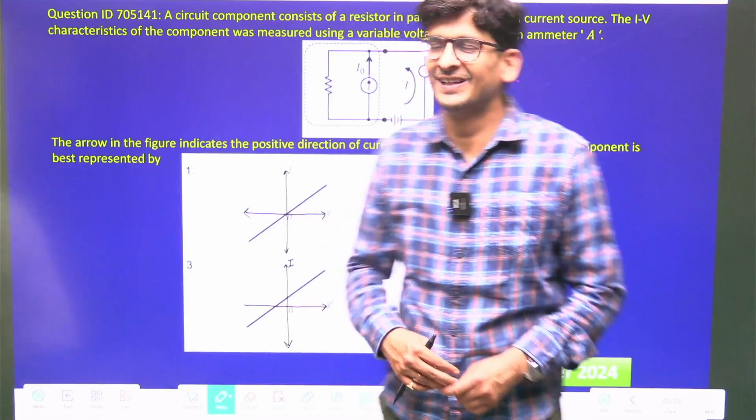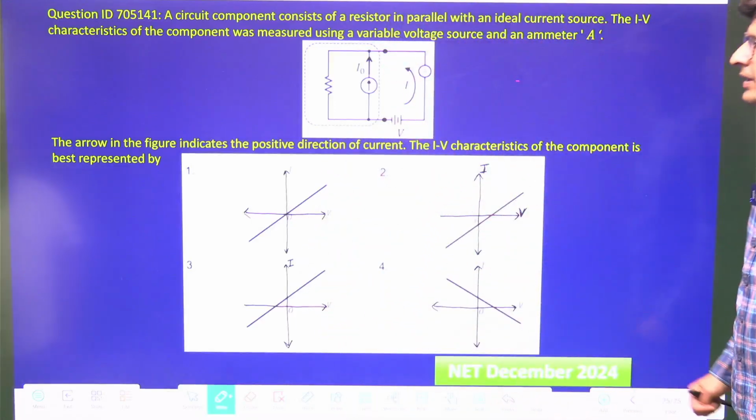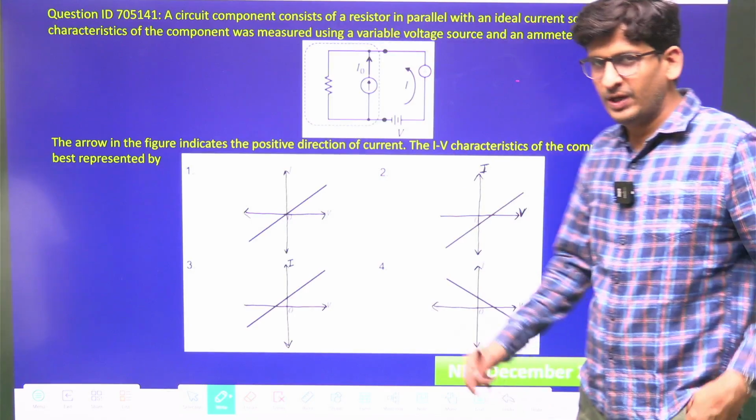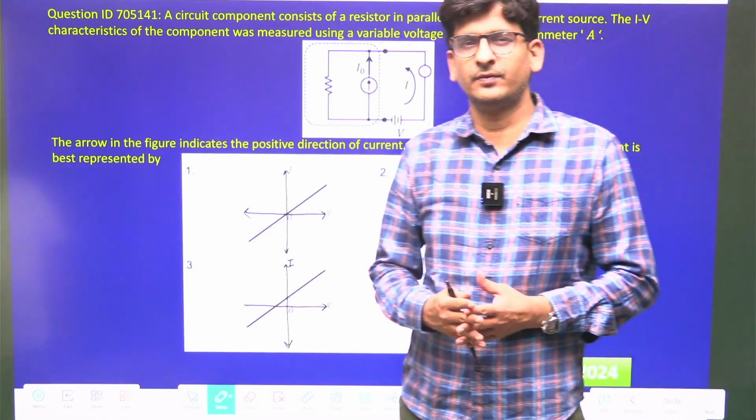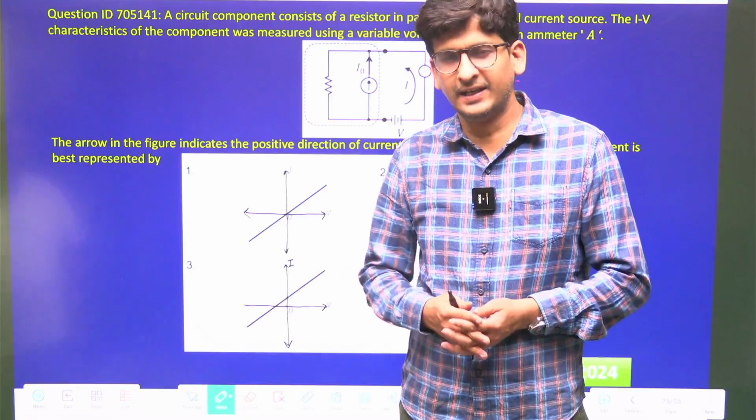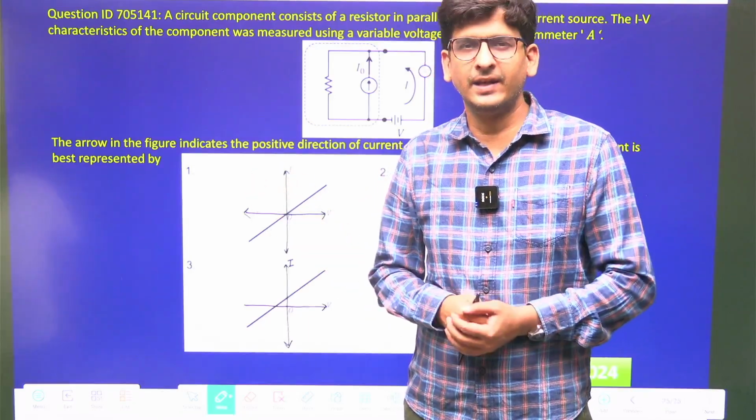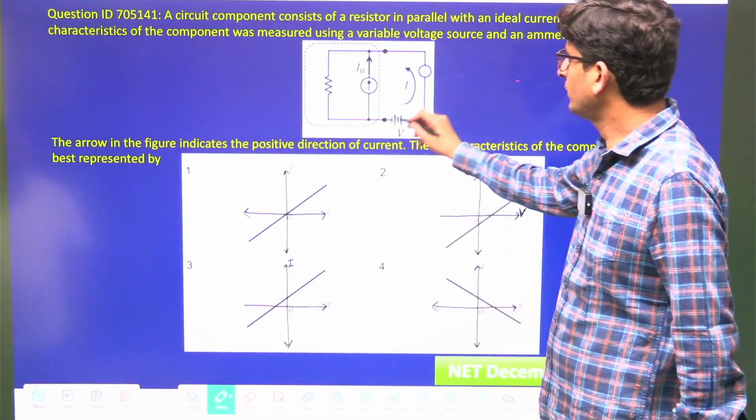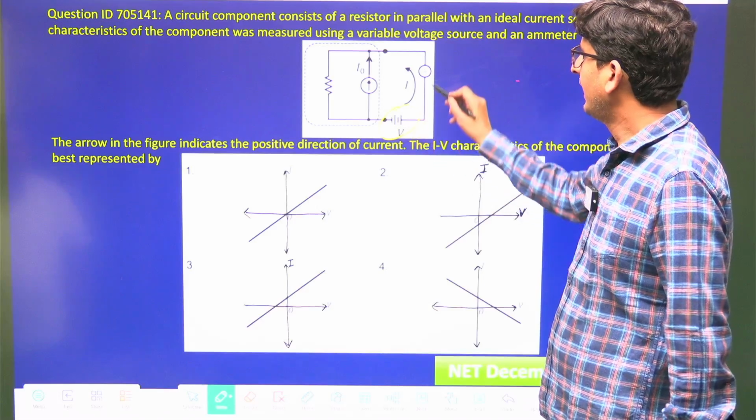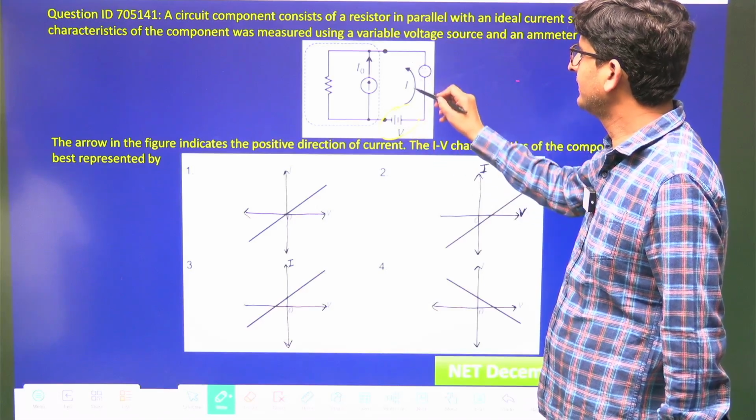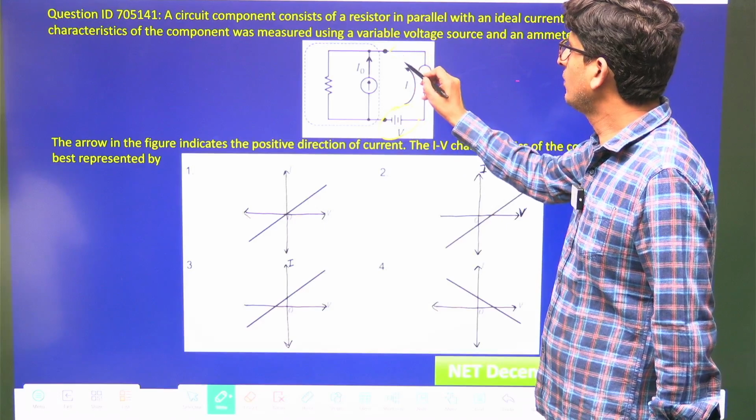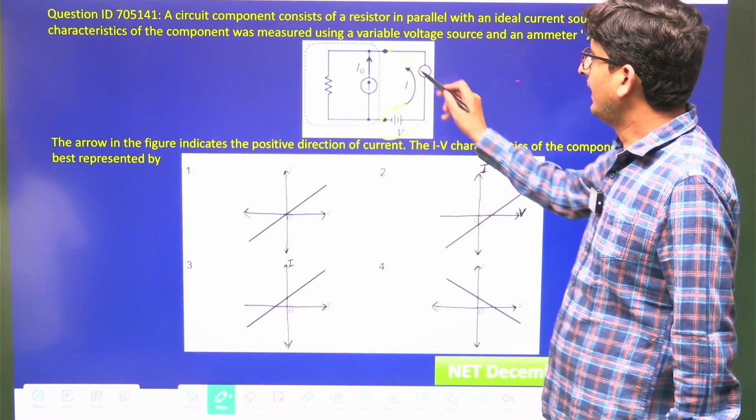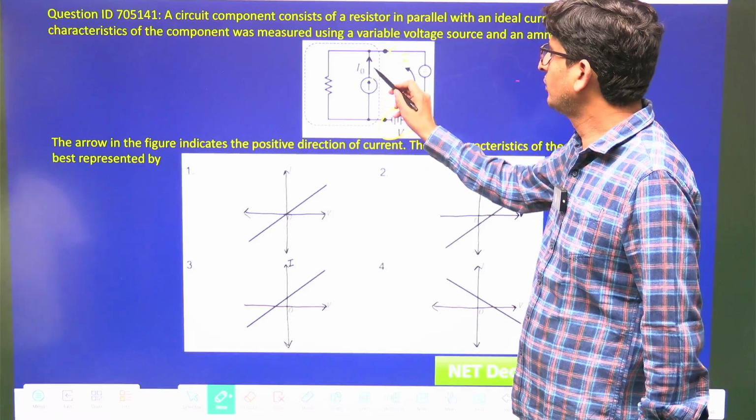Hello students. So this is a question from electronics, and only very basic knowledge of electronics, for example KCL and KVL, is required to solve this. And here a voltage source is given. You can see voltage V, and an ammeter is connected and current I is going. So current I will go up to this, and after this there is a current source.